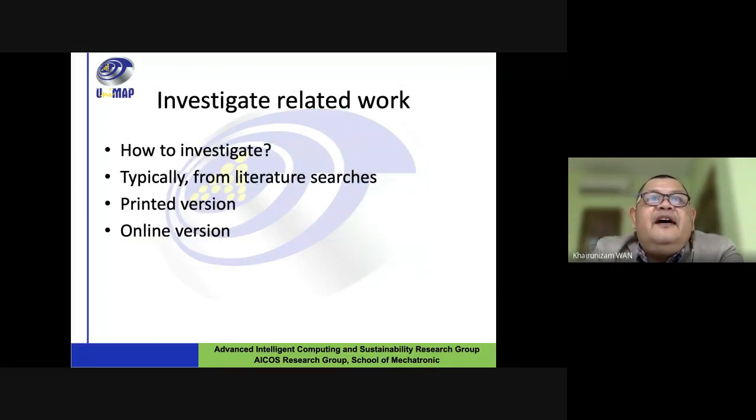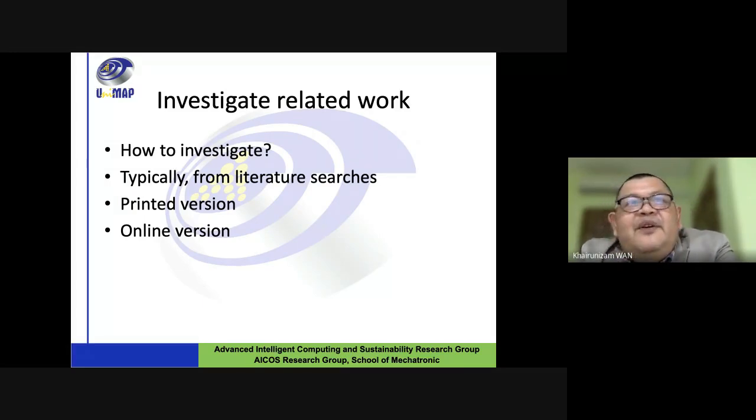Okay? Investigate related work, or conduct a literature review. So how to investigate it? Typically from the literature review conducted. You can find the articles and research material, either in printed version or online version. It's up to you.